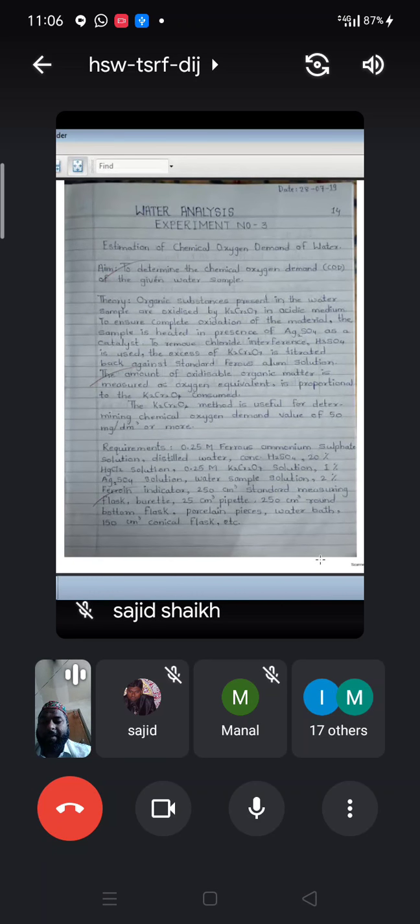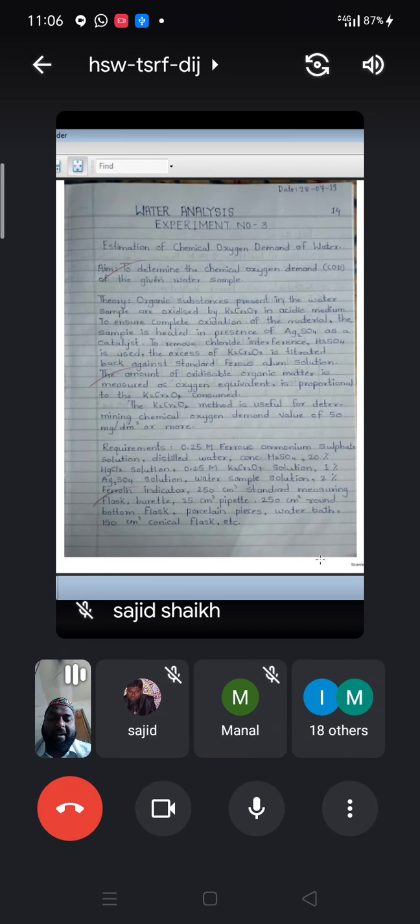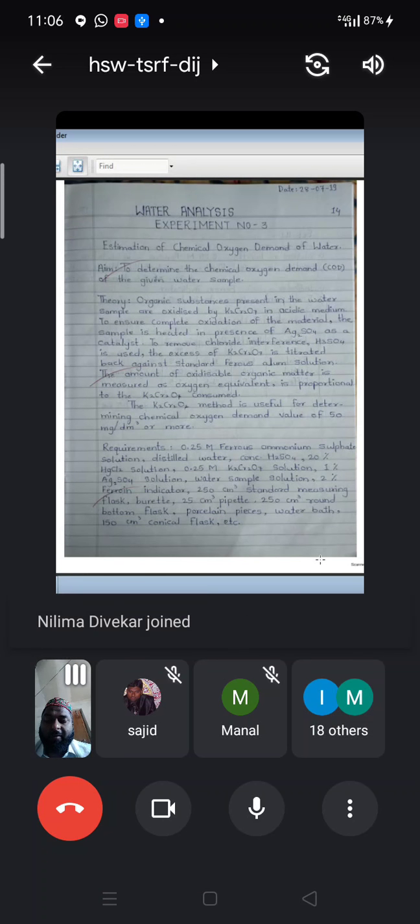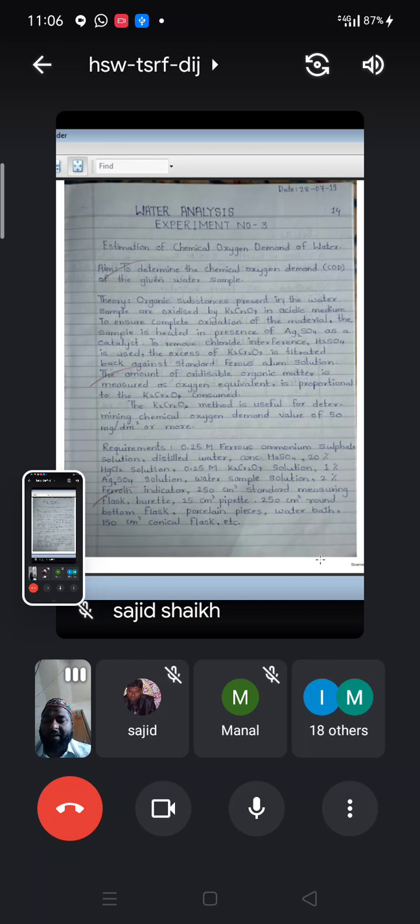Here in the requirements, AgCl2 is written. Instead of AgCl2, you have to write Ag2SO4. Make the correction in that. Please write the Ag2SO4 over here, then it will be correct. Make the correction while writing in the journal or on the paper.